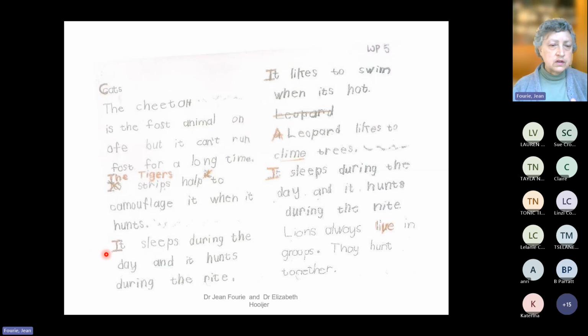The next sentence was an it spelled with a lowercase i, and we are now doing capitals, so we put in an uppercase, capital I for it. So we capitalize at the beginning of sentences. So we are learning that rule. It sleeps during the day and it hunts during the night.